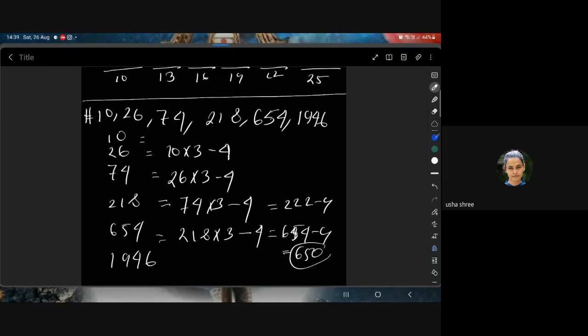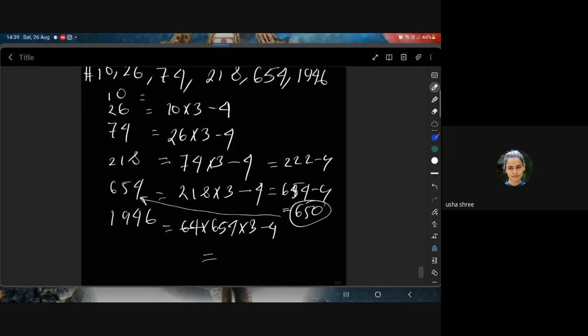654 minus 4. 654, so it will give you 650, but they have written 654. Yeah, so you can see also 654. 654 into 3 minus 4, how much does it give you? 650 into 3 minus 4, how much is it giving you? Just calculate.